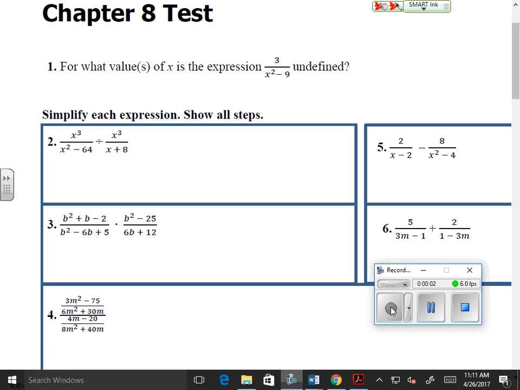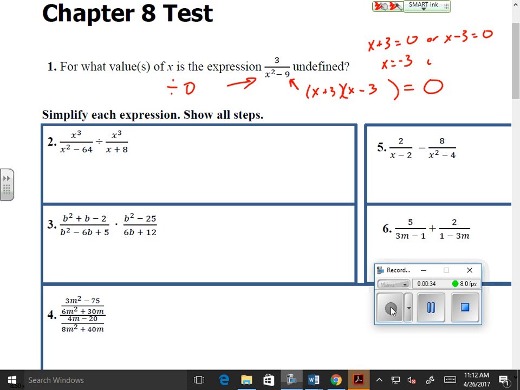Number one, we are looking for what values of x would end up causing you to divide by 0. So you factor x squared minus 9, since it's a difference of two squares, you get x plus 3 and x minus 3. So what would cause that to be 0? Well, either x plus 3 would be 0, or x minus 3 would be 0, which means x would either be negative 3 or x would be positive 3. Either one of those two values would cause you to divide by 0 and therefore be undefined.